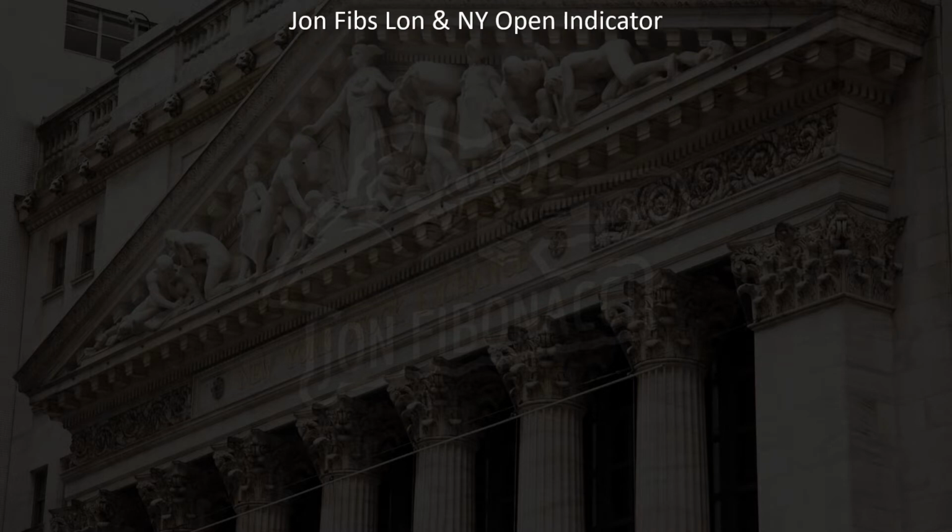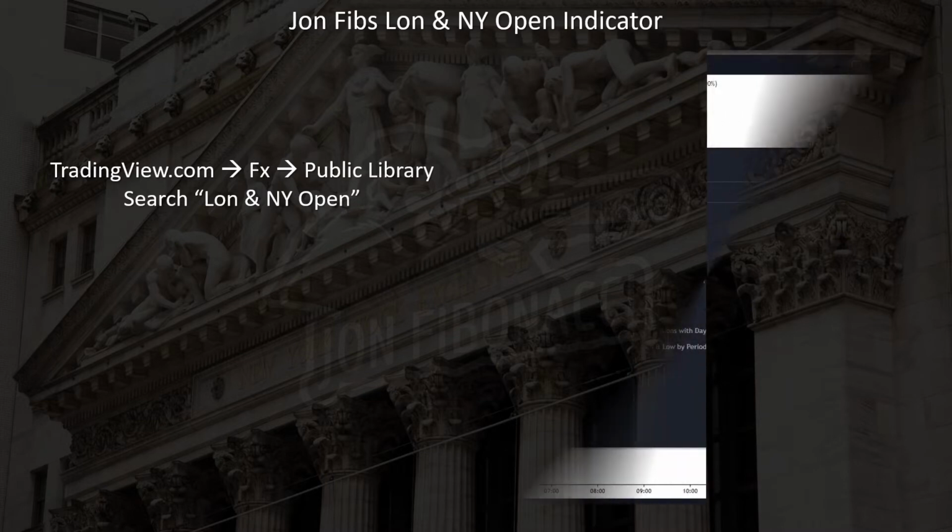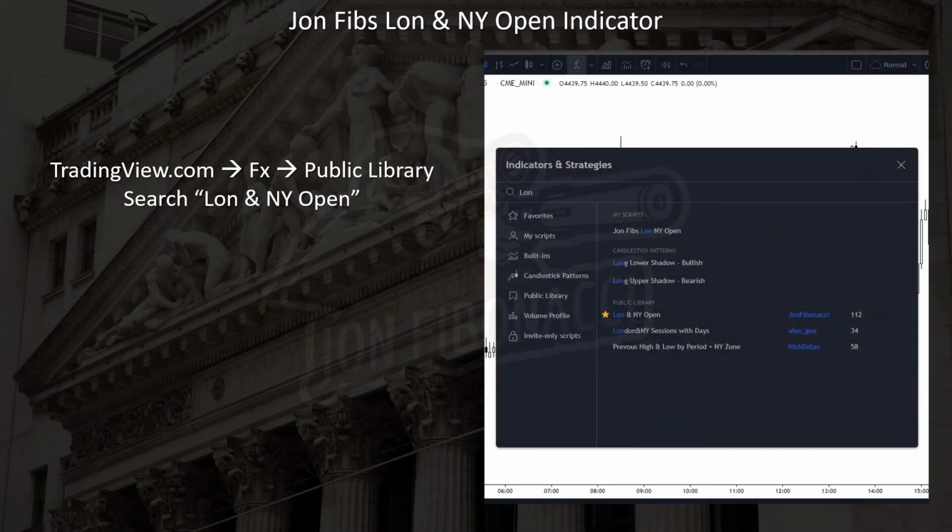All right, so the John Fibonacci London and New York Open indicator. I had this made, I think it was last year or maybe the year before that. It's real easy to find if you like TradingView. I think pretty much everyone uses TradingView at this point in time. It didn't used to be like that back in 2014, 2015. I don't even think TradingView was around in 2014. But anyways, if you go to tradingview.com, click that little FX button at the top and then go to public library, all you have to do is search London and New York Open. You really don't even have to type all of that. I typed in LON, and this is what came up under the public library.